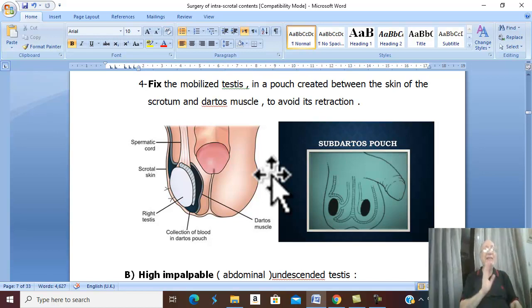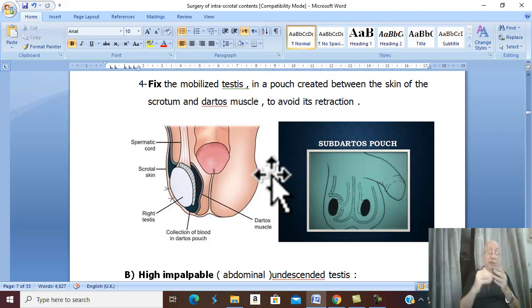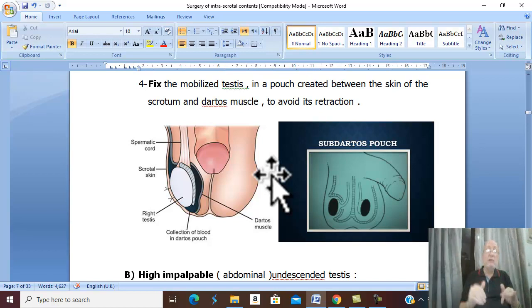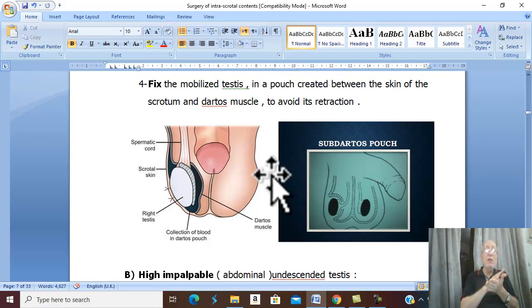Therefore, surgical treatment is the main line of treatment, with two exceptions. In the first 6 months after birth, and in bilateral cases, hormonal treatment. If it fails, no descent of testis after 6 months, no descent of testis in bilateral cases after hormonal treatment, surgery should be done. Also, surgery should be done if you suspect no descent of the testis.